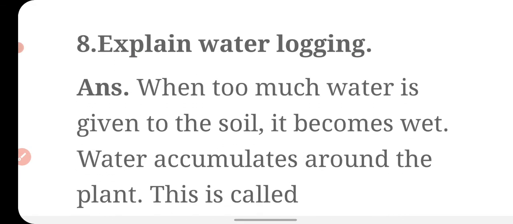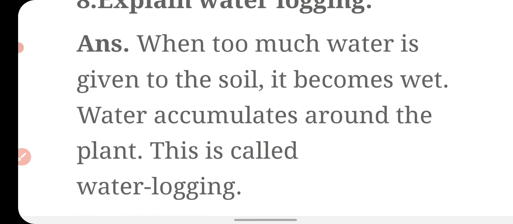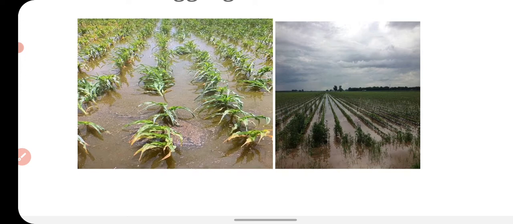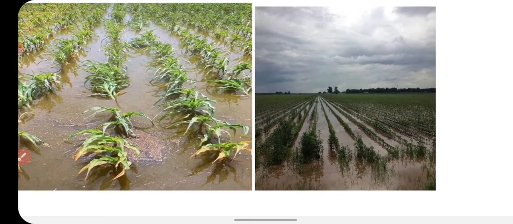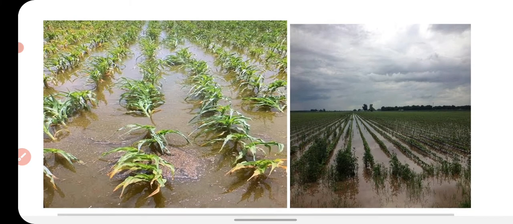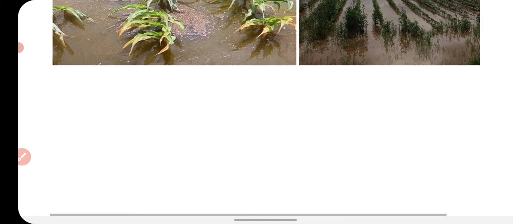Now the next question is, explain water logging. What is water logging? When too much water is given to the soil, it becomes wet. Water accumulates around the plant. This is called water logging. When the water gets accumulated around the plant, that condition is called water logging, which is very harmful for the plant. Here in this picture you can see the water logging, and this is very harmful for the plants because the accumulation of water can damage and spoil the root.